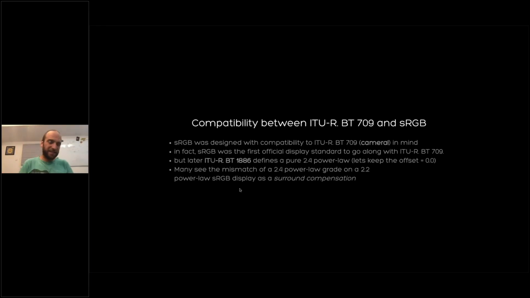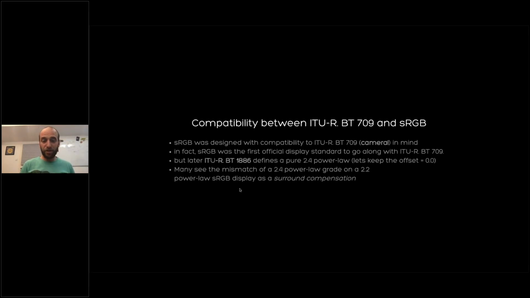But then later, roughly 10 years later or a little bit more, the ITU-R BT1886 recommendation came along and defined flat panel EOTFs that should be used for evaluating HD content. It defined a 2.4 power law. There is an offset in there, but on the encoding and decoding side, we could keep the offset always at 0.0. So at least for me, BT1886 is the same as a pure 2.4 power law.